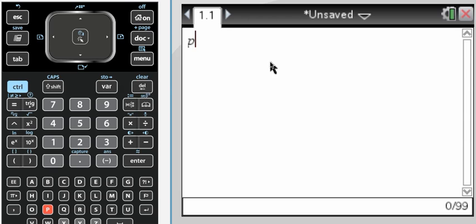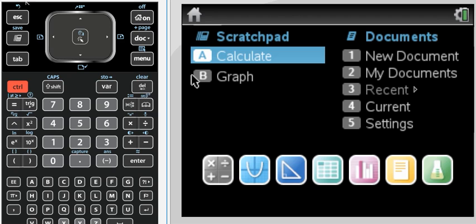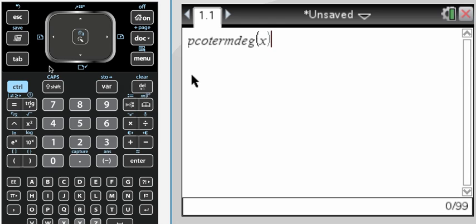So I'm going to call it p coterm degrees. I'm going to name it that, do parentheses, and it's going to take an argument, and I'm going to call it x. Get out of the parentheses. Now I need to set it equal to. So I press control, and then the templates gives me colon equals. So now I'm defining a function rather than just saying things are equal to each other.